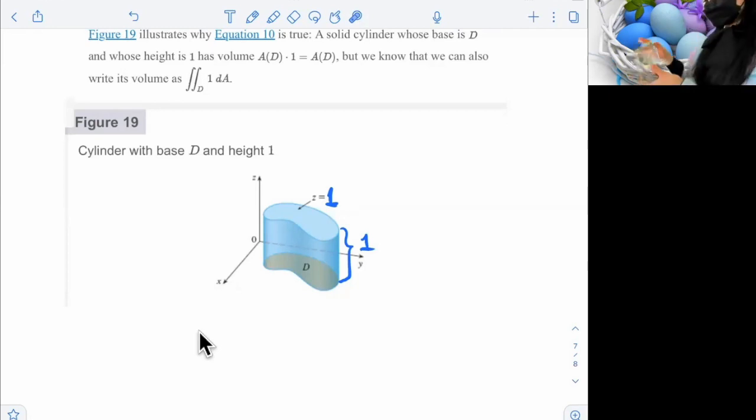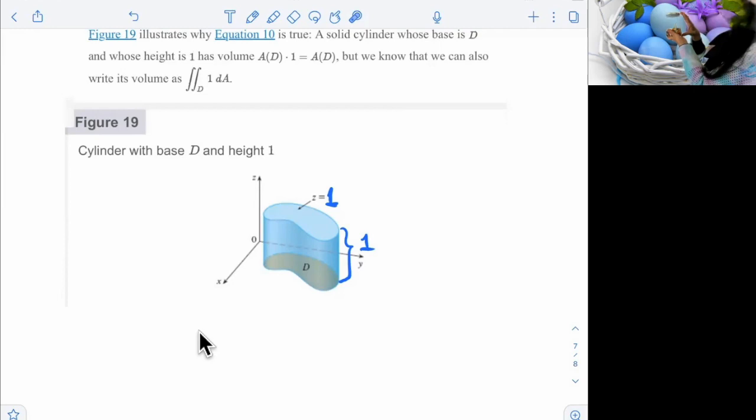So this is 1, right? And then on this region here, D, how do you get the volume? You use the base area times height, right? So the base area here is what? The base area here is the area of D, and the height here is 1.